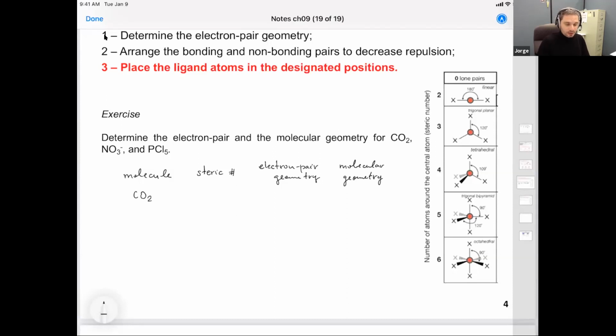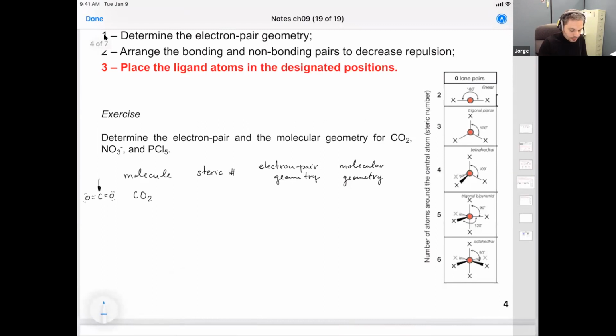Okay, so let's start with the CO2. For CO2, we know that the Lewis structure has carbon as a central atom, and that's bonded to the oxygens through two double bonds. Okay, and there is no lone pair on the central atom, only in the bonding oxygens. Remember that we are looking at the molecular geometry for the central atom, and that's going to be our focus.